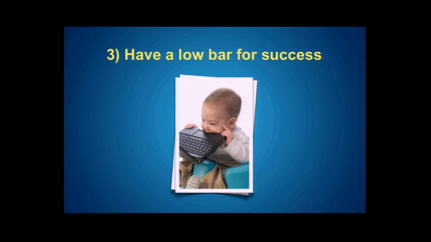So the third point is to have a low bar for success. And this one's pretty similar to the last one, except that the emphasis here really is on making each one of those steps have a low bar for success. Make each one of those steps really easy to do, and make your users feel good for doing it.